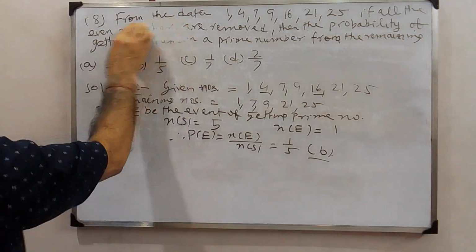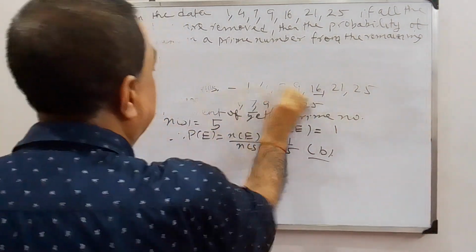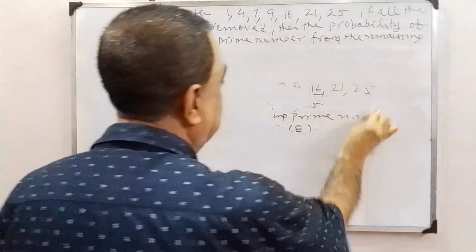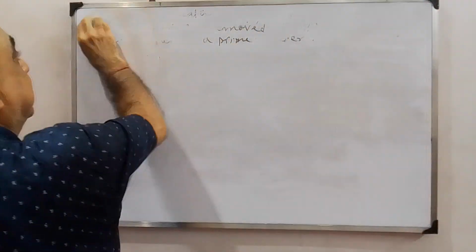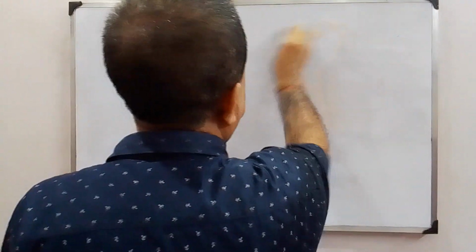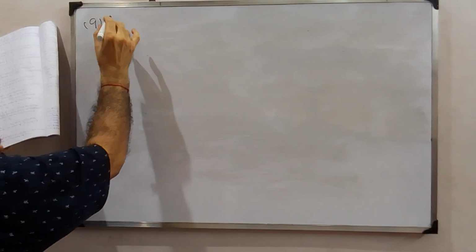Now we will be doing question number 9. Now watch here. I am doing question number 9 now. So question number 9 is saying like this. See here, I am writing question number 9 on the board.